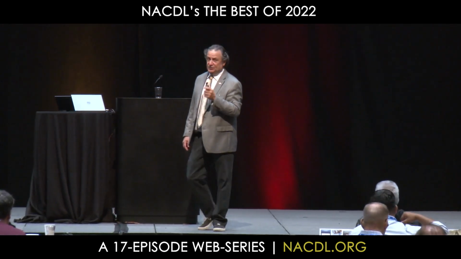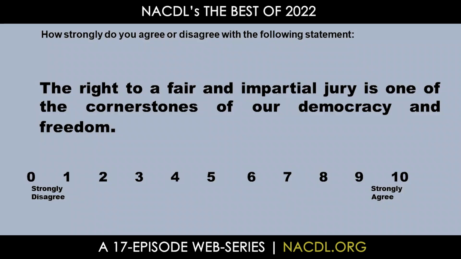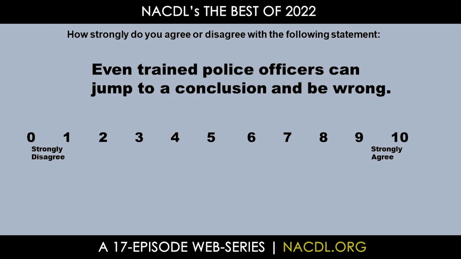So here's how all this works. Let me show you some examples. The right to a fair and impartial jury is the cornerstone of our democracy and freedom. 0 is strongly disagree. 10 is strongly agree. Or any number in between. Here's another example. Even trained police officers can jump to a conclusion and be wrong. 0 is strongly disagree. 10 is strongly agree.